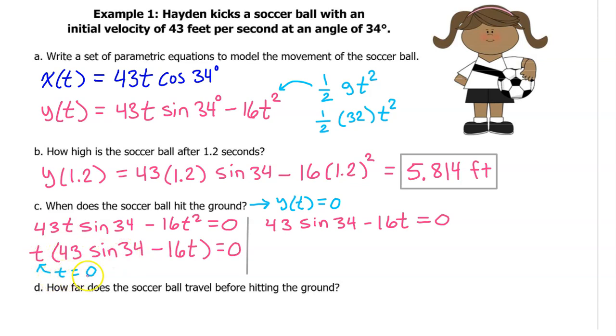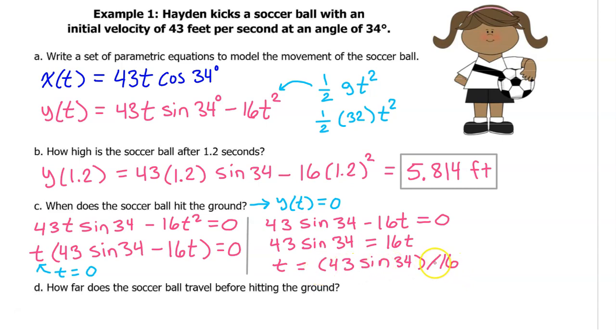Setting t equal to 0, we get the fact that the soccer ball was on the ground at time t equals 0. That's not what we're looking for. So let's go ahead and set the other factor equal to 0 and solve. Let's add 16t to both sides of the equation. So that will give us 43 sine 34 equals 16t. Dividing both sides by 16, we get this expression.